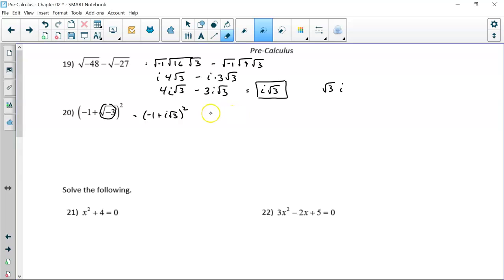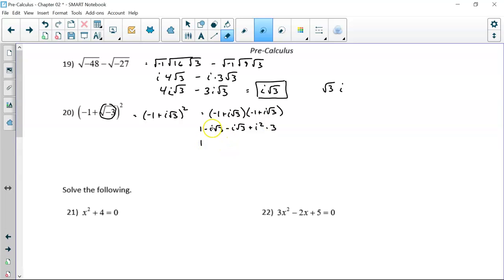You can write it out the long way if you want to. Negative 1 plus i root 3, negative 1 plus i root 3. This one might be a little bit easier to write out the long way. So when you multiply them, you get negative 1 times negative 1 is 1, minus i root 3. i root 3 times negative 1 is minus i root 3. i root 3 times i root 3. So what you're doing is you're squaring the i, so you get plus i squared times, and the square root of 3 times the square root of 3 is 3.